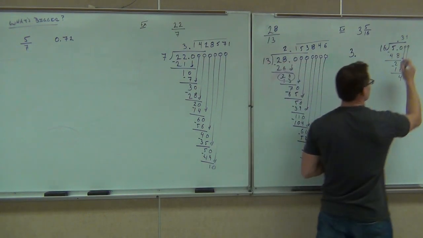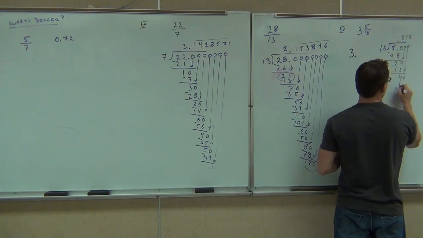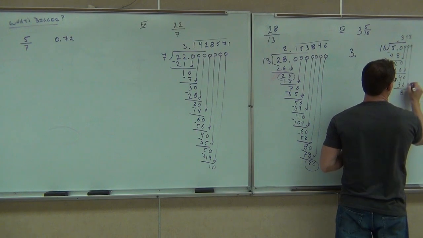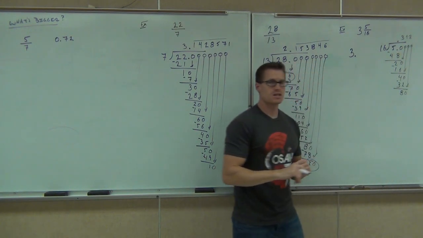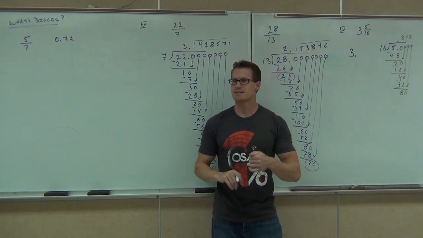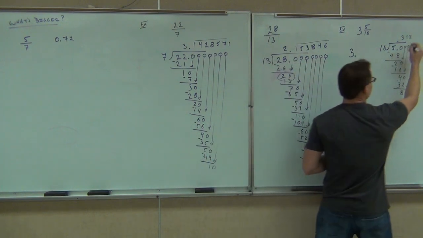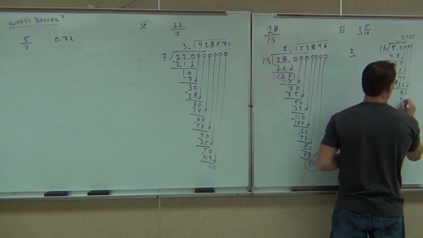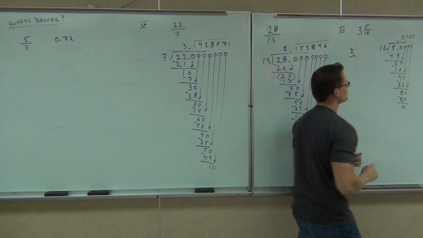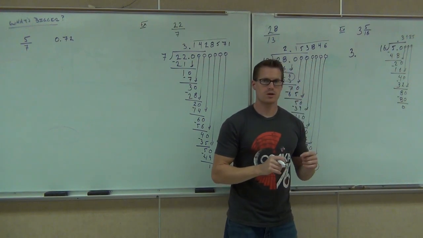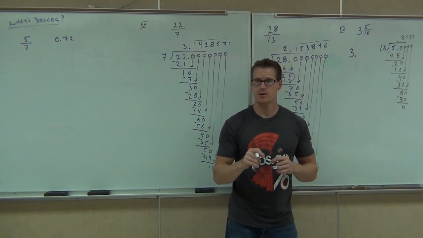Only two times. Subtract, you get 8. Bring down a 0. 16 goes into 80 exactly 5 times. So you're going to get a 5. It's going to be 80. You subtract, you get the remainder of 0. So your decimal is 0.3125. Did you get 0.3125? Yes.